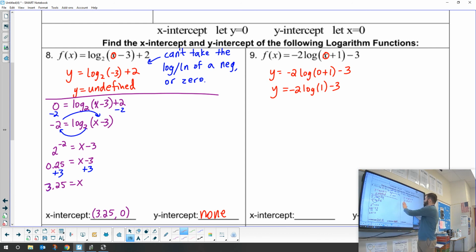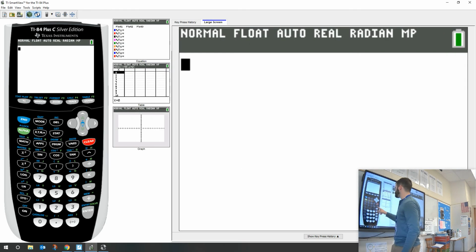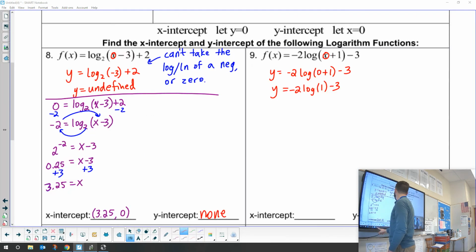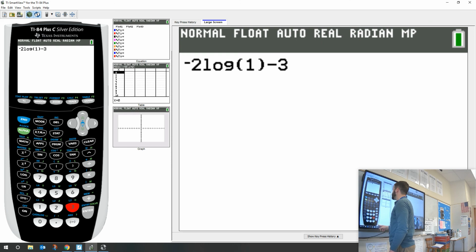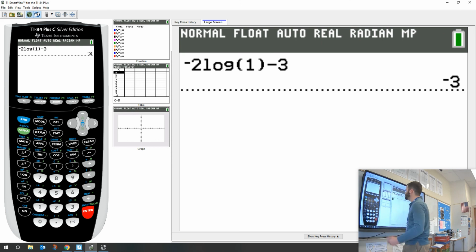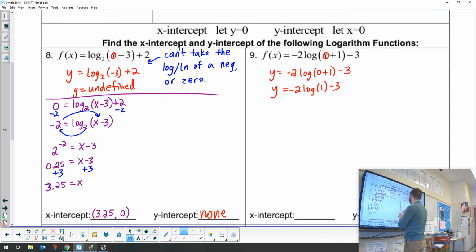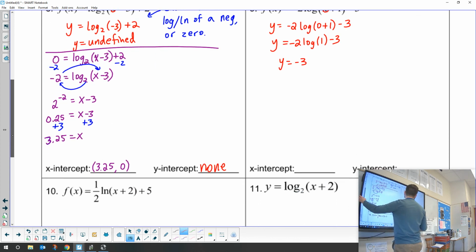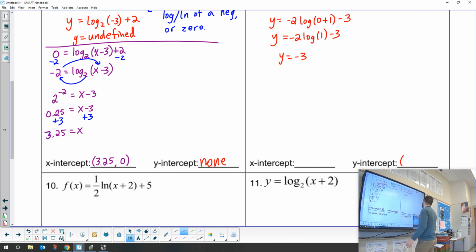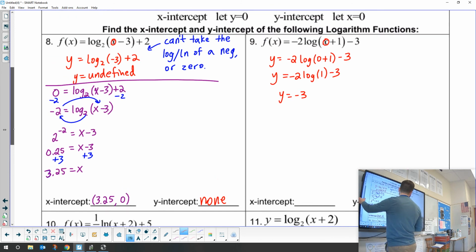So the only thing that I need to do here is just grab my calculator and plug this in. So we're going to go negative 2 times log of 1 minus 3. So negative 2 times log of 1, hit enter, and we get negative 3. So just like that, we got y equals negative 3. And so that means that my y-intercept down here is going to be at 0, negative 3. So there we go. We have a y-intercept at 0, negative 3.